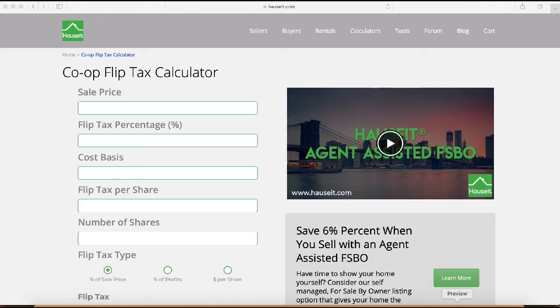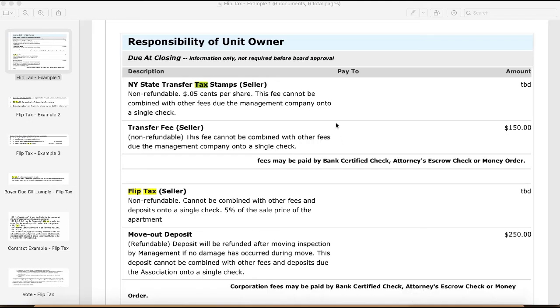So here we're going to pull up 5 examples of what a flip tax would look like. Here we have a few examples of how to find your flip tax. In the first example on the screen, this is a list of the fees payable by the seller during the actual sale process. So we can go over a couple of them here.